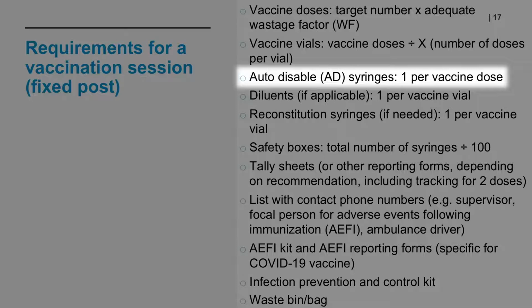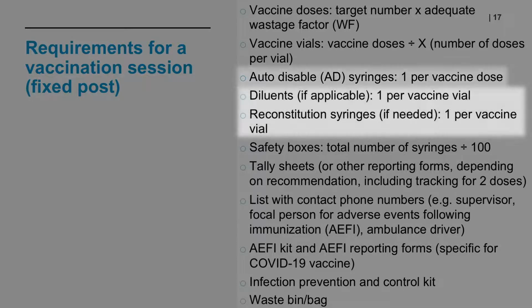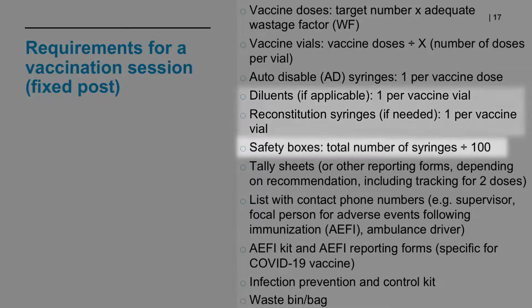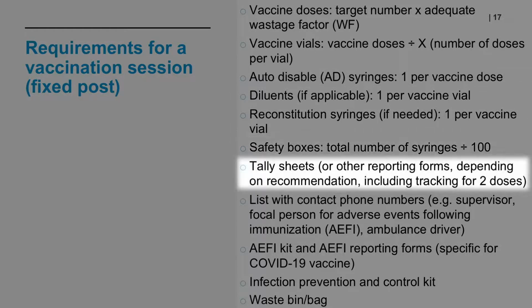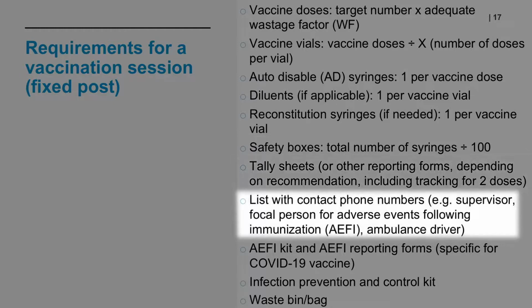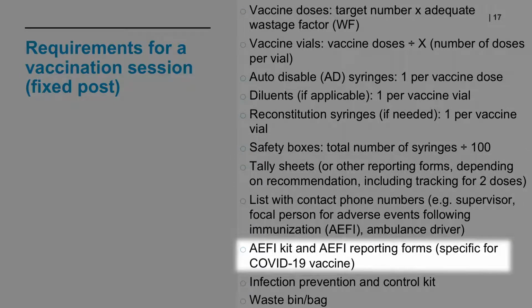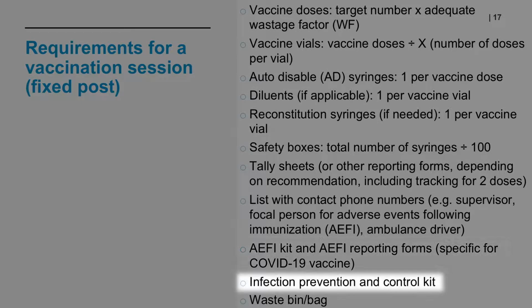It is important to have one auto-disabled syringe per vaccine dose. If the vaccine needs reconstitution, then diluents calculated as 1 per vaccine vial are needed, as well as reconstitution syringes, 1 per vaccine vial. Other items include safety boxes, tally sheets, list of contact phone numbers, and it is important to have an AEFI kit and an AEFI reporting form. These are specific for COVID-19 vaccines. Infection prevention and control kits are also very important, as well as a waste bin or a waste bag.